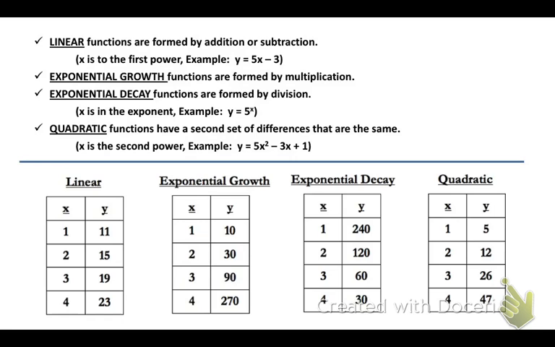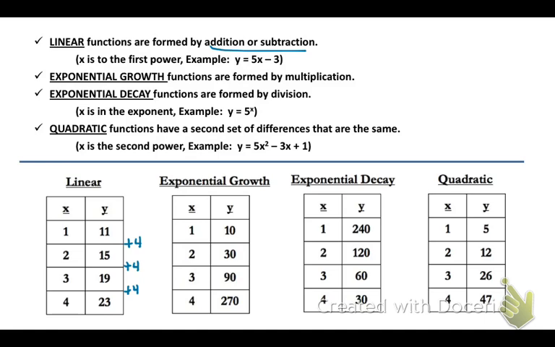So linear functions are formed by addition and subtraction. So if their x values are increasing or decreasing steadily, like in this table, 1, 2, 3, 4, then look at the y values, the outputs. Notice how they are increasing steadily as well. That is an earmark of a linear function. And a linear function looks like the example that you see up there, written as an equation, y equals 5x minus 3.